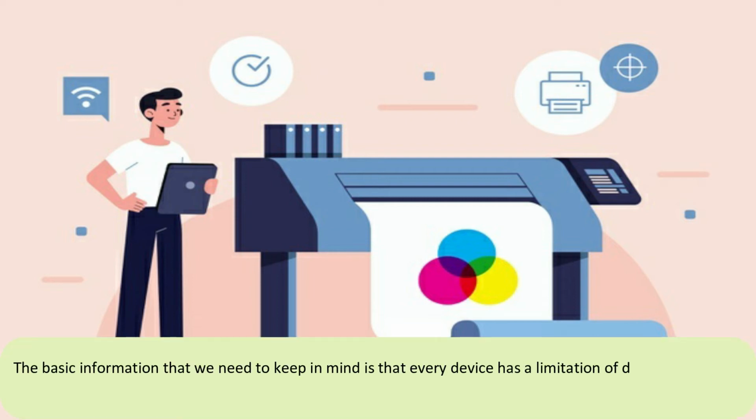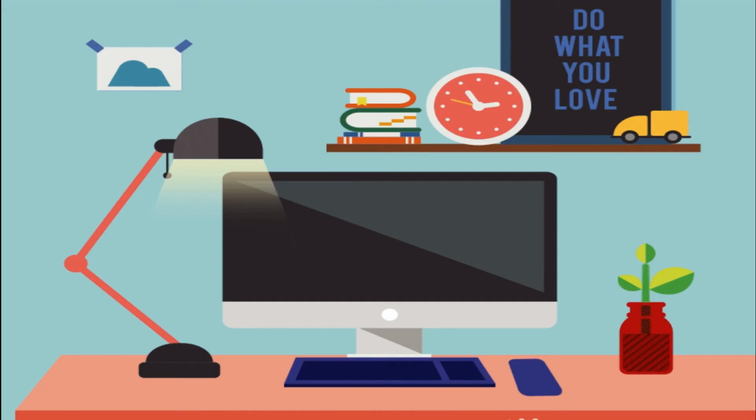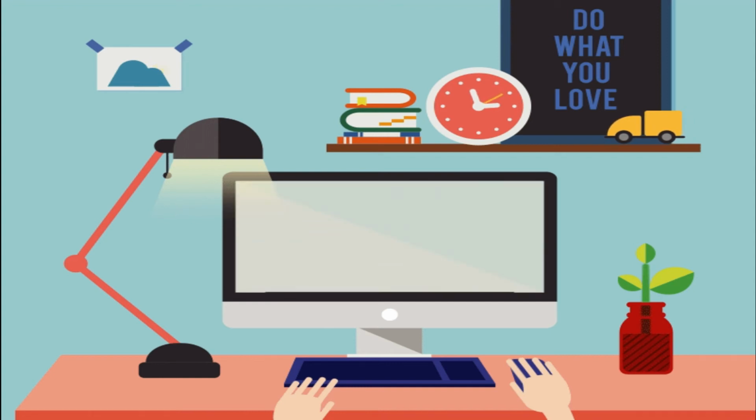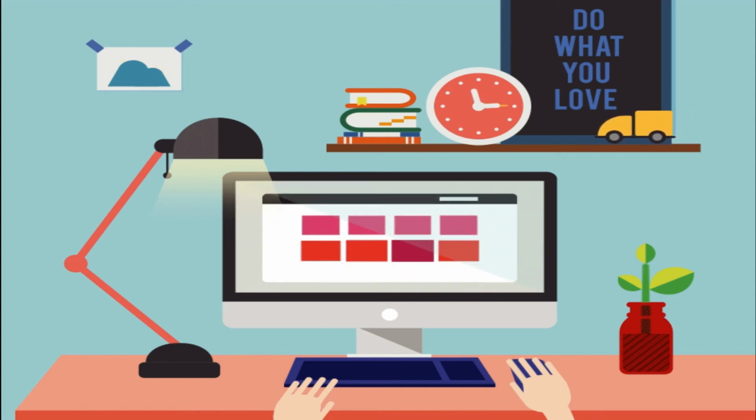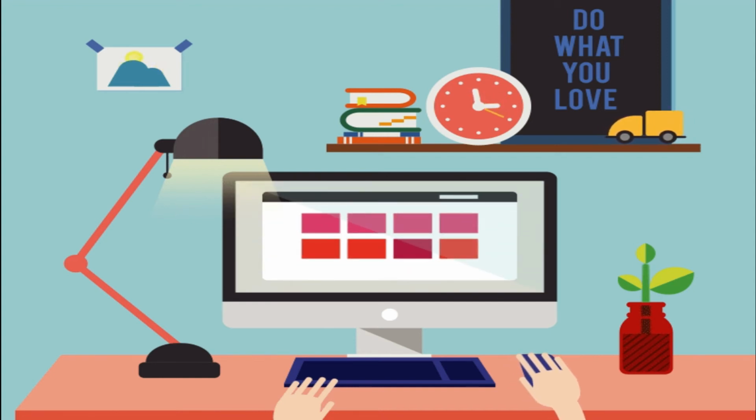The basic information that we need to keep in mind is that every device has a limitation in displaying colors as they actually are. These days our computers understand millions of colors. They understand many more colors than they display or print. Yes, this is strange, but it is the reason for recommending that people work in ProPhoto RGB.